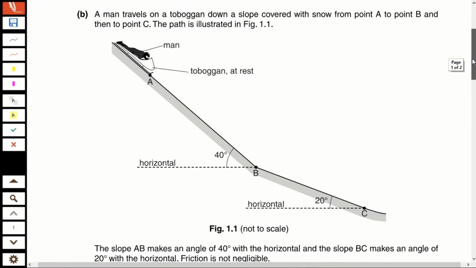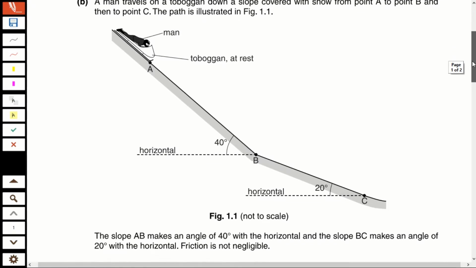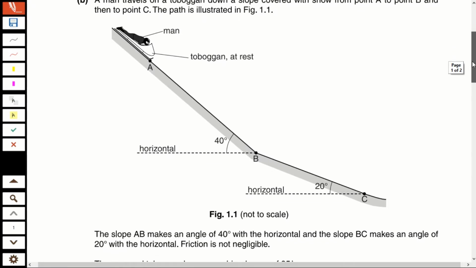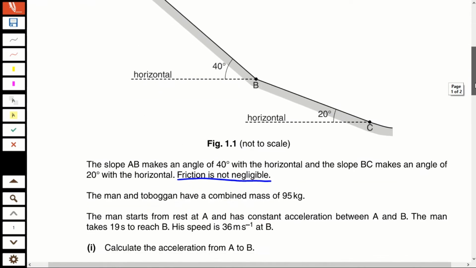Then we come to this. A man travels down a slope, one part and then a less steep part. So the slope AB has an angle, BC has a different angle. Friction is not negligible. This is important. So friction is going to be important here as we solve this question. So we need to be very careful to remember there is friction in forces and energy and things like that.